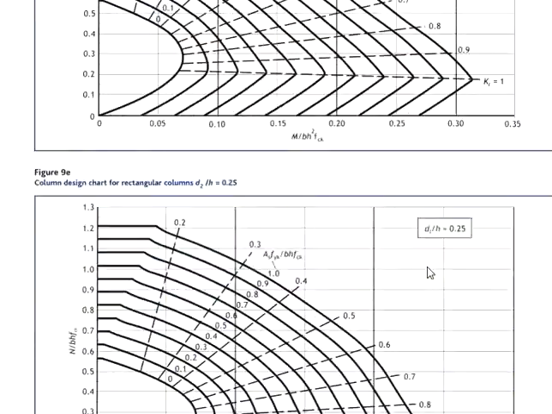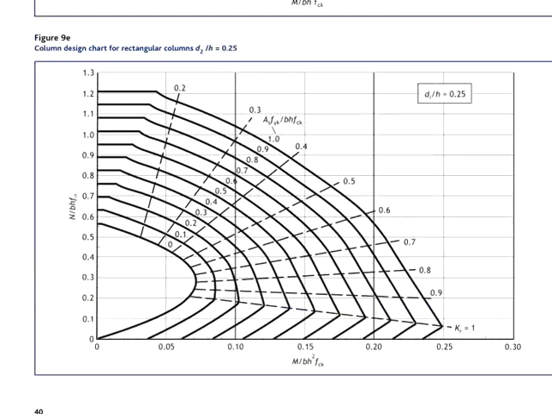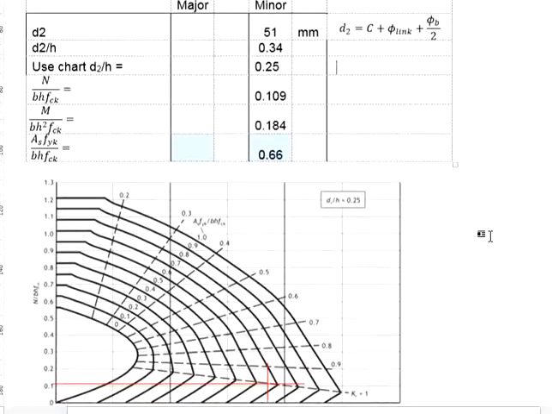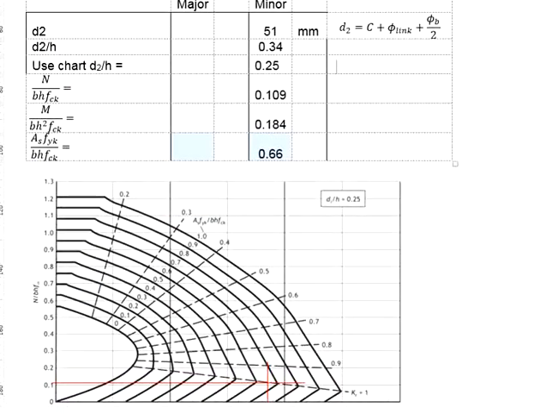Among the design charts, you have no D2 per H ratio more than 0.25. Therefore, we shall use the D2 per H ratio equals 0.25. Next will be the application of the chart. Refer to the y-axis.